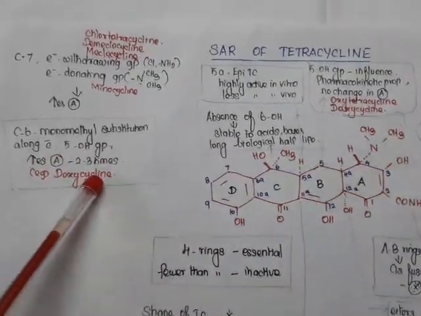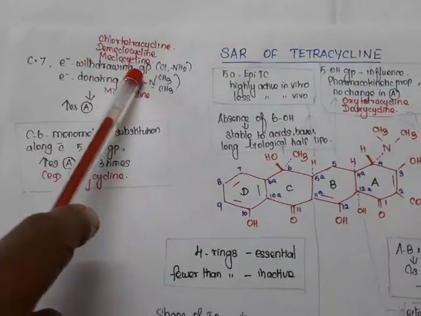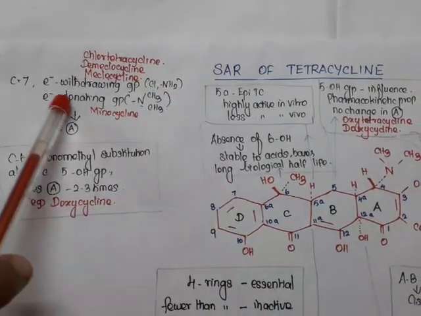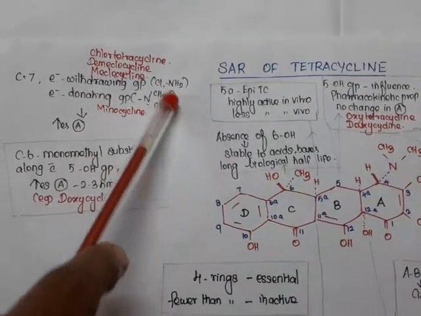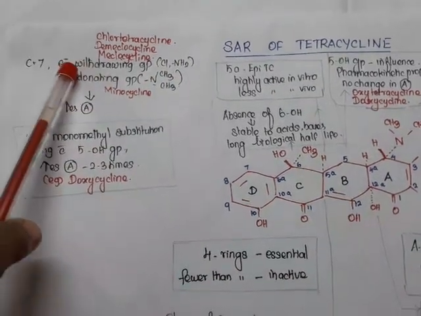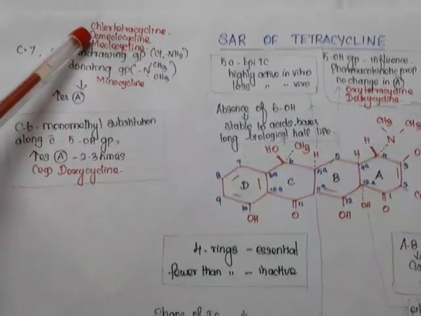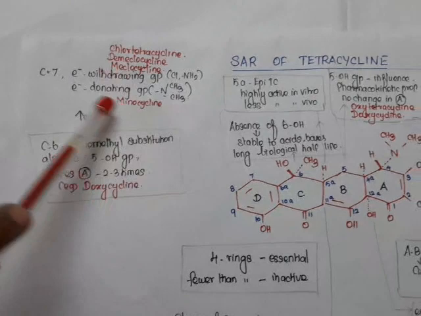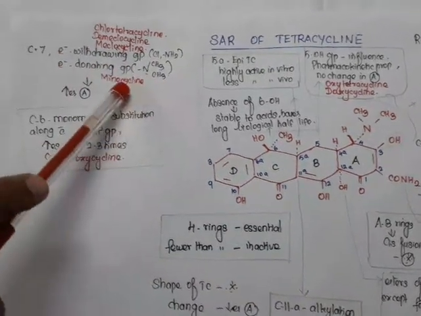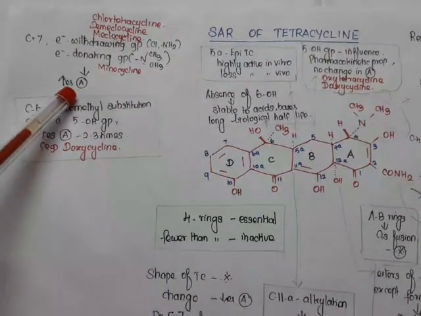Example is doxycycline. And in the case of 7th position, if you are introducing electron withdrawing groups, examples are chloro or nitro group, or if you are introducing electron donating groups, example is dimethylamino group, activity would be increased. Examples for tetracyclines having electron withdrawing groups are chlortetracycline, demeclocycline, meclocycline. An example for tetracycline having electron donating group is minocycline. So if you are having these groups, activity would be increased.